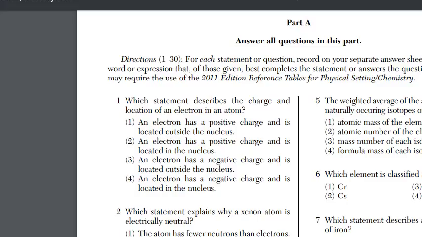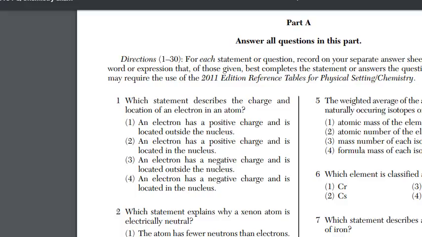This video is the explanation to the answers to the June 2018 Chemistry Regents Exam. We are going to go through the first 30 questions of the exam, which are known as the Part A questions.